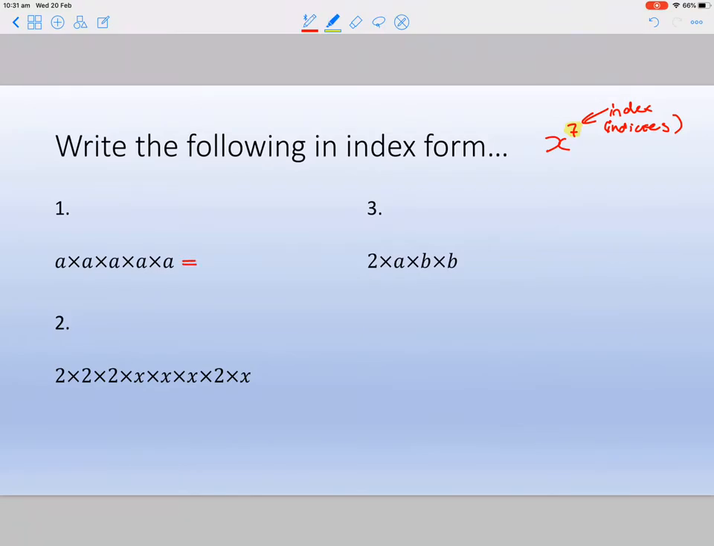How many A's are there? There's 1, 2, 3, 4, 5. So the answer is simply going to be A to the 5. That's what A times A times A times A times A means. Okay? Let's go to part 2.